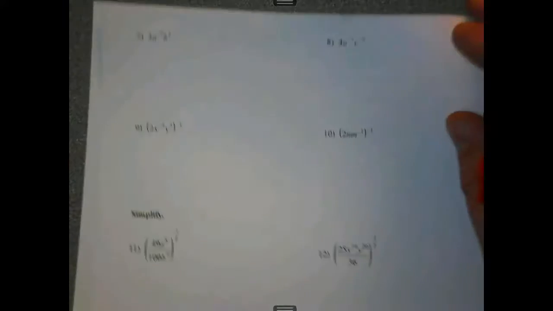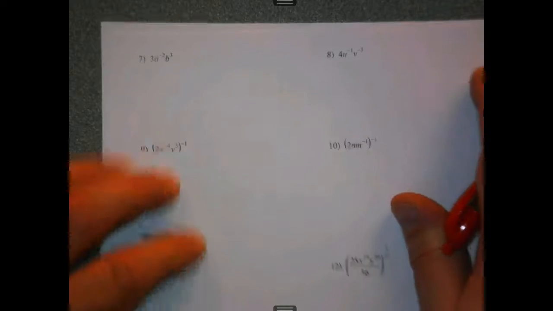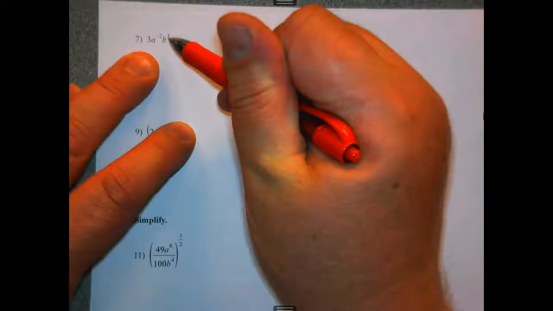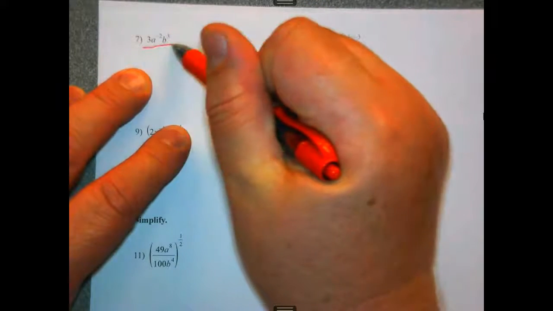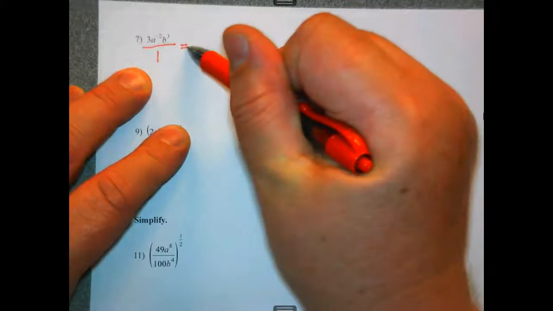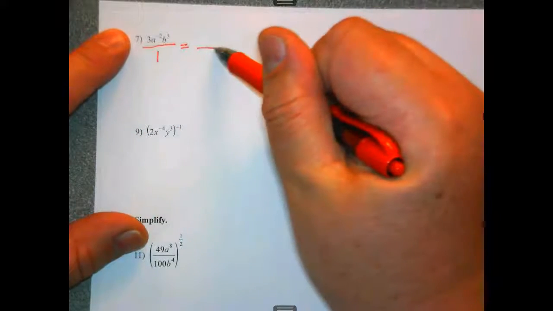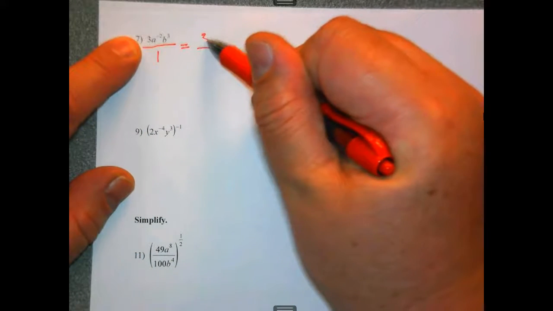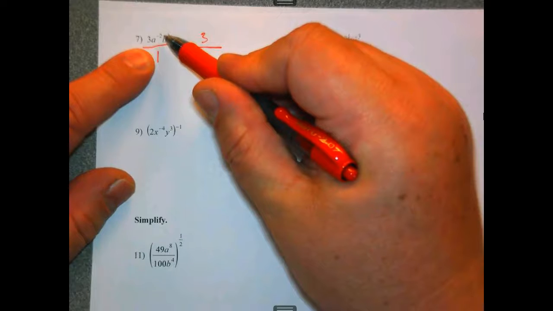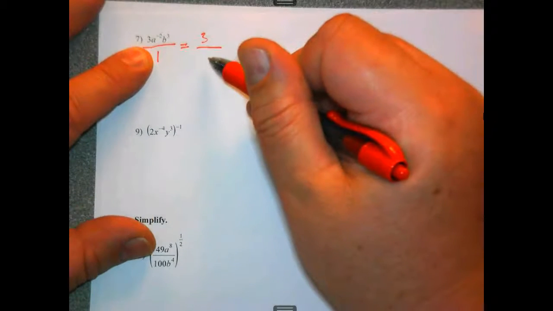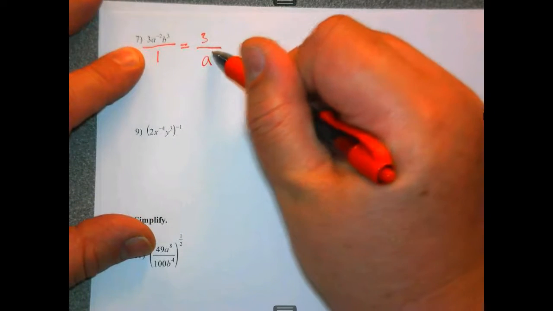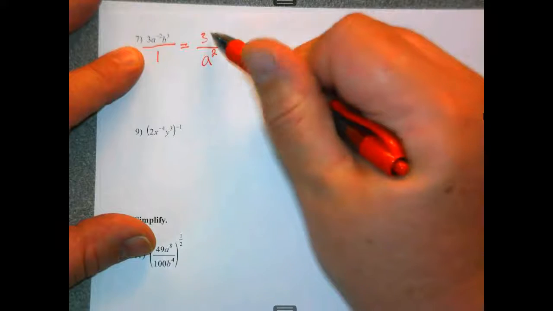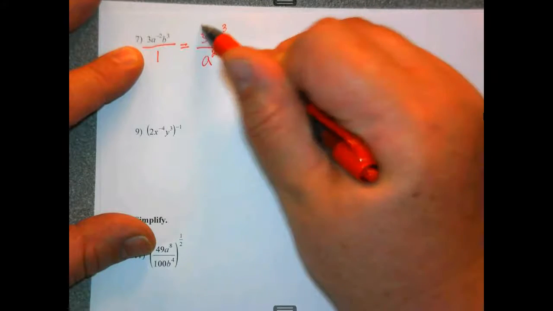Number 7. Here I just have negative exponents to deal with. So I'm going to put this over 1. My 3 stays where it's at. a to the negative 2, I'm going to put it in the bottom and make it positive. And the b stays where it's at.